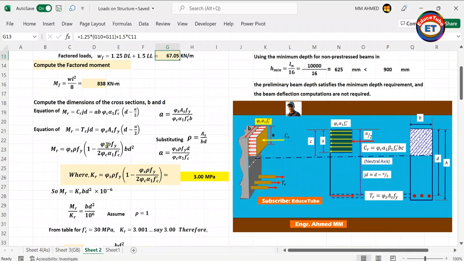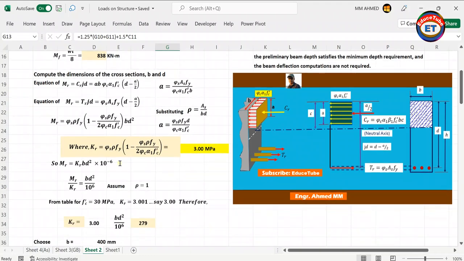Now this bigger portion of this equation except bd square, we are using a term Kr. So it's very clear if we put all the values for these parameters, we get the value, say it is 3 MPa, but it is time consuming to put all the parameters. So instead of that, we can convert our equation as this, say Kr bd square 10 to the power minus 6, then Mr by Kr equal to bd square by 10 to the power 6.